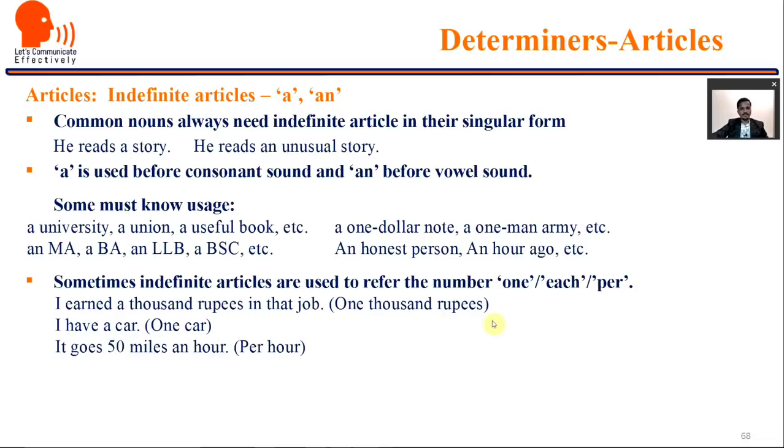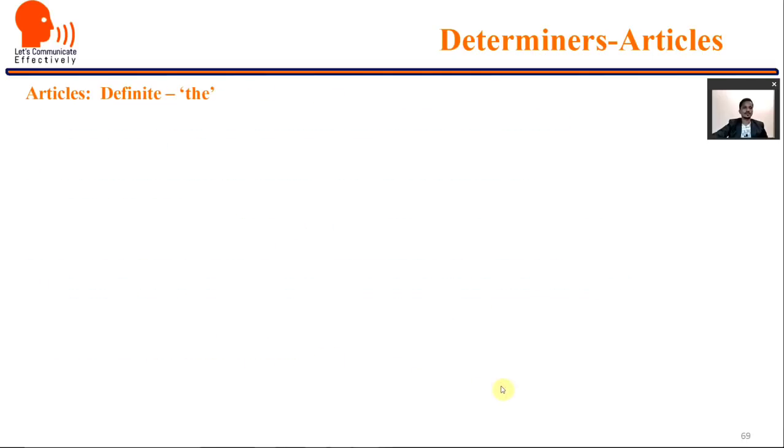Sometimes indefinite articles are used to refer to the number one, each, or per. For example, I earned 1,000 rupees in that job. To say 1,000, to tell 1,000 rupees, a is used. I have a car. In number I am saying I have one car. Instead of that I am saying I have a car. It goes 50 miles an hour. So per hour is shown.